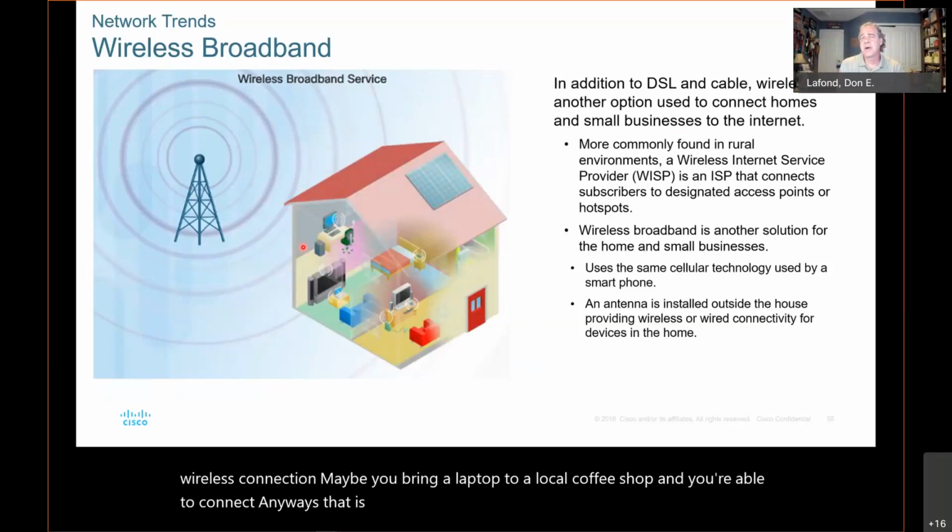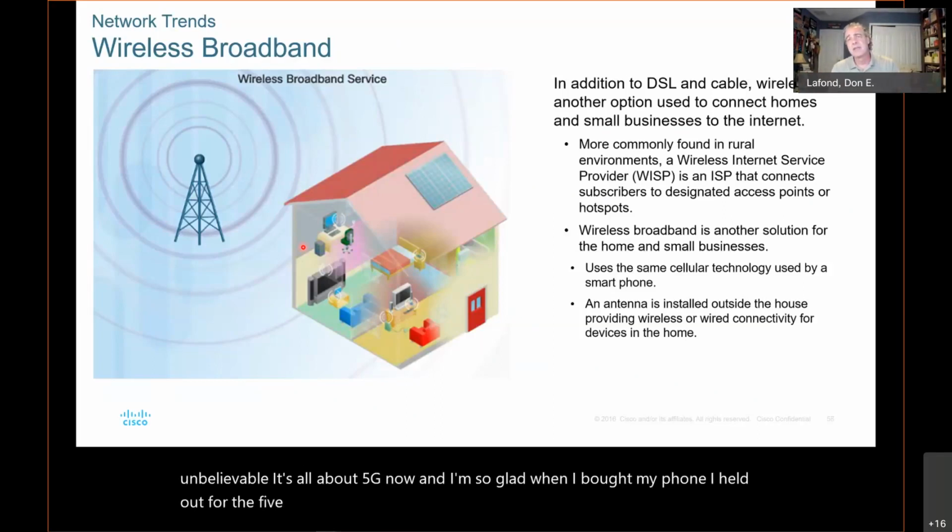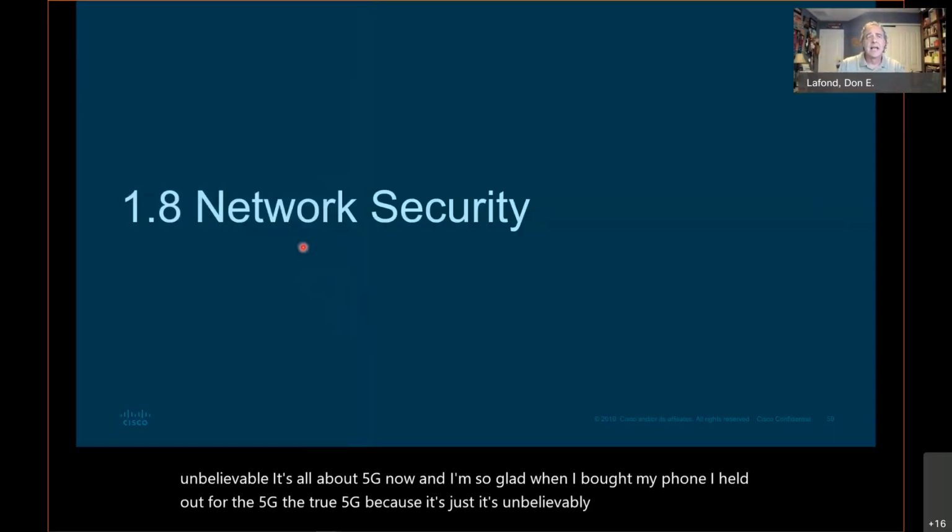It's growing by leaps and bounds. It's unbelievable. It's all about 5G now. And I'm so glad when I bought my phone, I held out for the true 5G, because it's unbelievably fast. And I'm happy about that. And it's going to get faster.